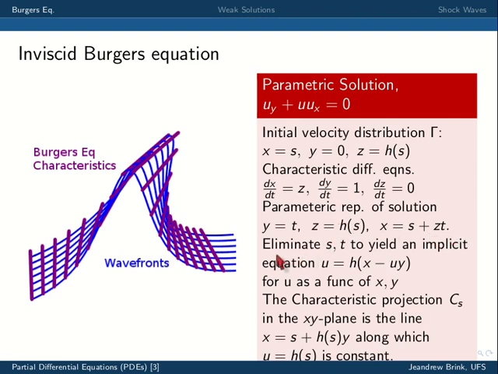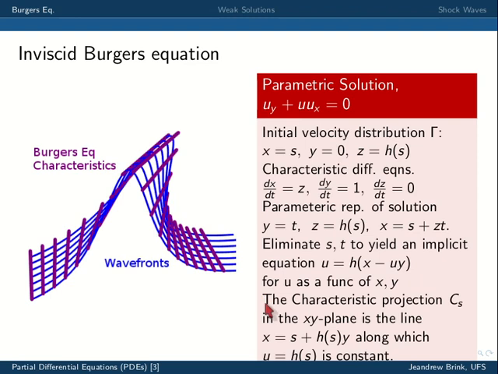We then eliminated s and t, and we got this implicit equation where u equals h of x minus uy, so we implicitly have u as a function of x and y. Except it's a bit tricky because we know what h is, but u is in here, so if h is complicated, it's not such an easy function to evaluate. But nonetheless, I said we could draw the curves. And the way I drew the curves was exactly like this.